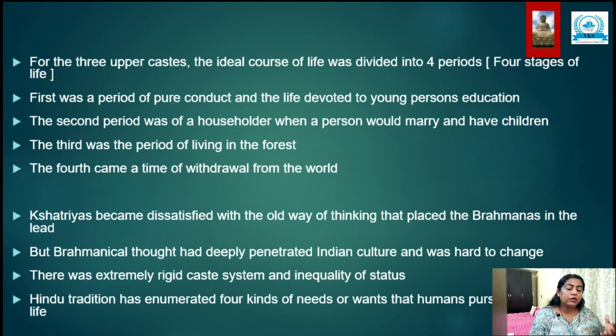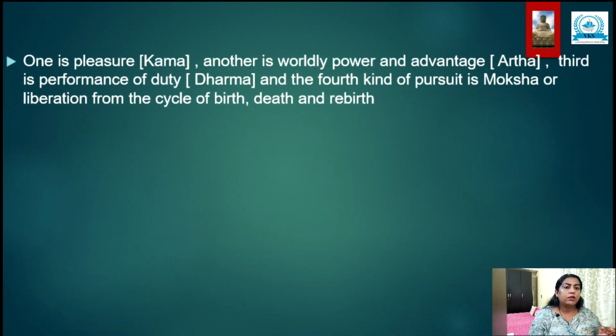So in the Hindu tradition, we can see four kinds of needs or wants that humans pursue as goals in life. So what are those? One is pleasure, that is kama. Another is worldly power and advantage, artha. Then the third is performance of duty, dharma. And the fourth kind of pursuit is moksha, or liberation from the cycle of birth, death and rebirth. So kama, artha, dharma, moksha.